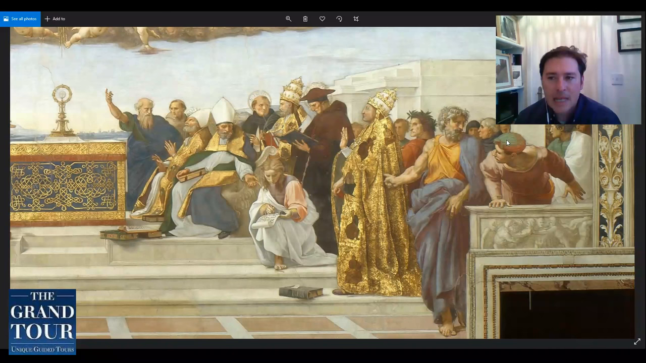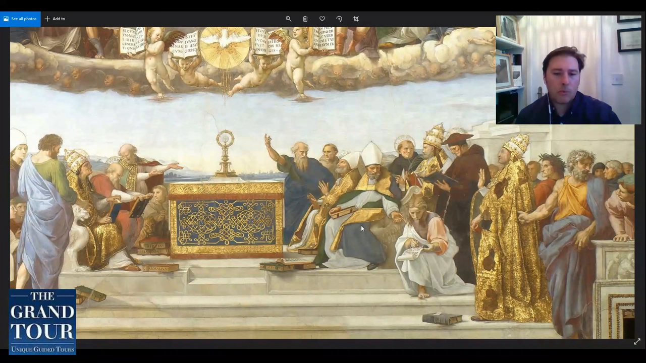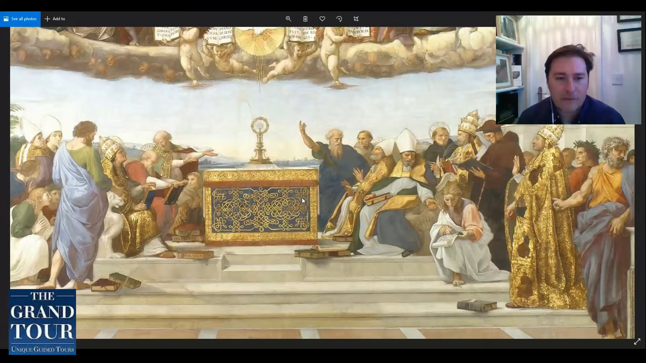Among them on this side, we have Dante Alighieri, the greatest Italian poet who wrote the Divine Comedy. He's among the theologians because his influence and his vision of the world, hell, heaven and purgatory, was very important, extremely influential.